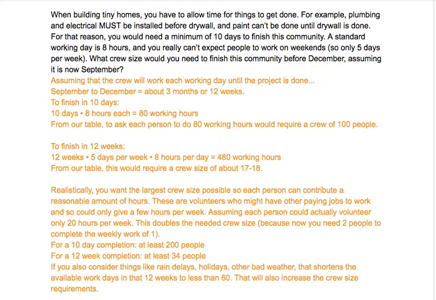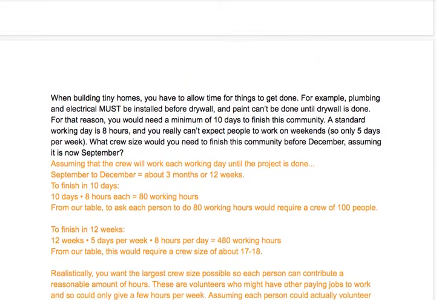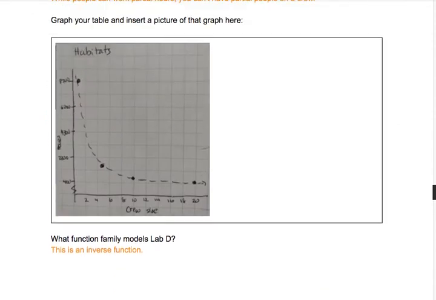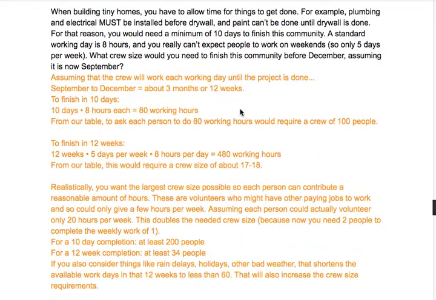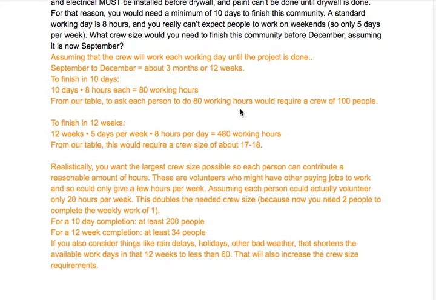So now, if you were going to try to do this in 10 days, 10 days of 8 hours per day is 80 working hours. If I look at my table, if I were to ask each person to do 80 working hours, I would need about 100 people, and someone would have to put in a couple extra hours here and there. So 100 people to get it done in 10 days.